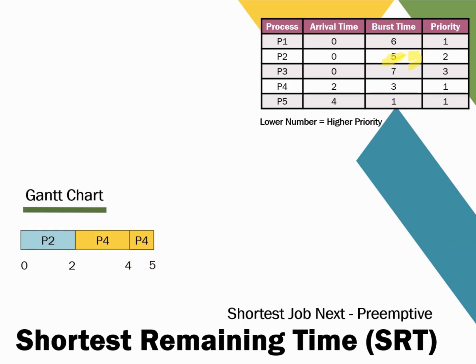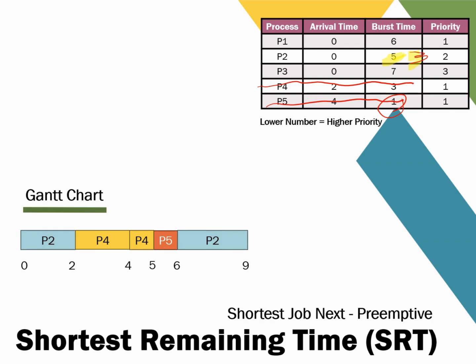So at time 5, P4 is completed, and we have 3 more for P2, and we have P1 with 6 burst time, P3 with 7 burst time, and P5 with 1 burst time. Of course, between them we allocate the CPU to P5 because it needs less than the others. So P5 runs between 5 and 6, and then at 6 it is also completed. So we have 3 for P2, 6 for P1, and 7 for P3.